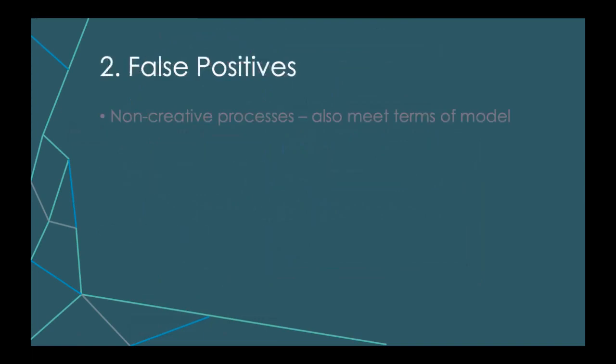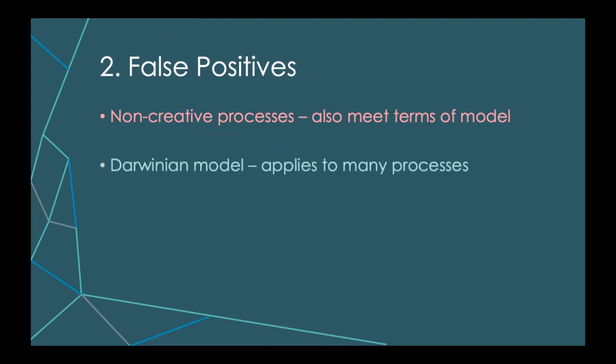Another objection would be that this Darwinian model creates false positives. We've got non-creative processes that could also meet the terms of this model, this blind variation selection retention model. So I'm going to defend this by saying that this is a problem with the Darwinian theory of creativity generally, and I shall leave it up to them to defend against it. If we accept a Darwinian model of creativity, we could accept that this could be applied to computational creativity as well as human creativity. Otherwise, we've just got to reject it outright.